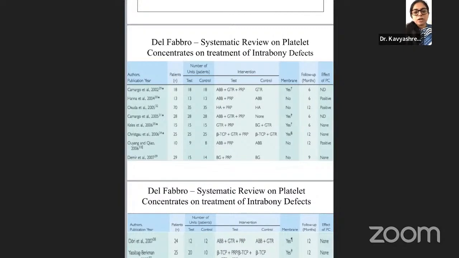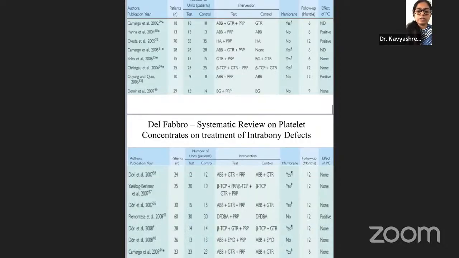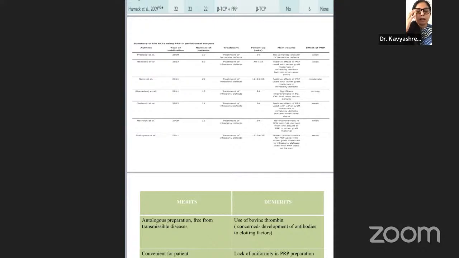So Del Fabro et al., in his systematic review, came across various studies with mixed results, because one study has proven that PRP is more beneficial, whereas various other studies have shown that there is no improvement on application of PRPs. So there are various studies to list here. And finally, Pradeep et al. and Bharadwaj et al. in their study have shown a strong improvement by the placement of PRPs, whereas Harnack et al. and Roderick et al. in their study have shown no improvement in the usage of PRPs, and the results were similar in both the experimental as well as the control group.